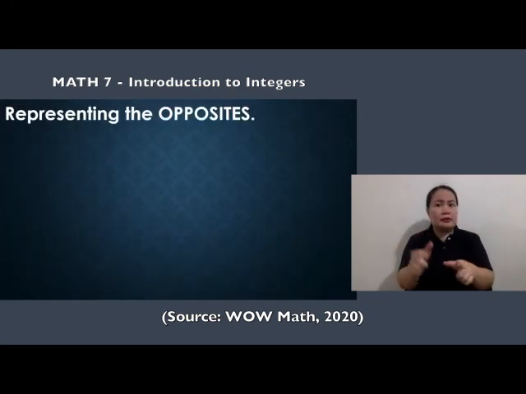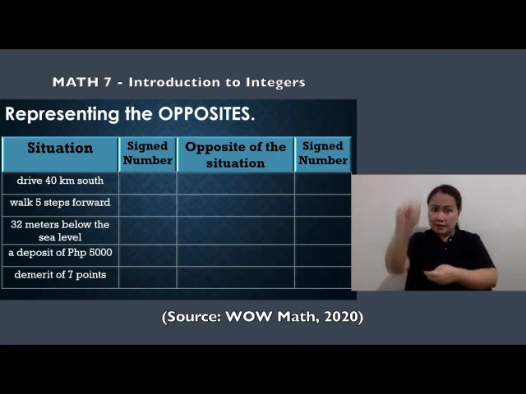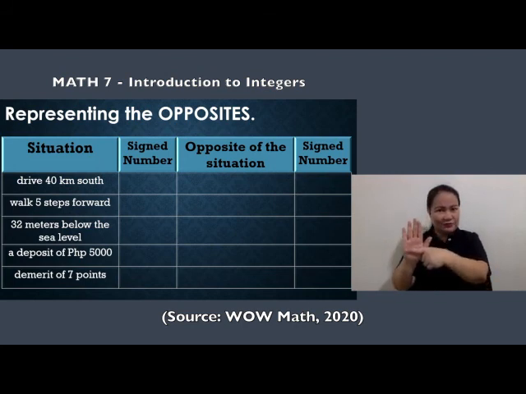Now, let us try to represent the opposite. So, we will have a table. I have here 5 examples. Now, we will try to represent itong mga situations na to using opposites, okay, or signed numbers. So, first, drive 40 kilometers south. Unang-una natin gagawin dito, hahanapin nyo yung word kung saan yun ang magsasabi sa inyo kung ito ay positive o negative. So, in this situation, drive 40 kilometers south. The word here is south, so therefore, this is negative. So, the representation is negative 40.